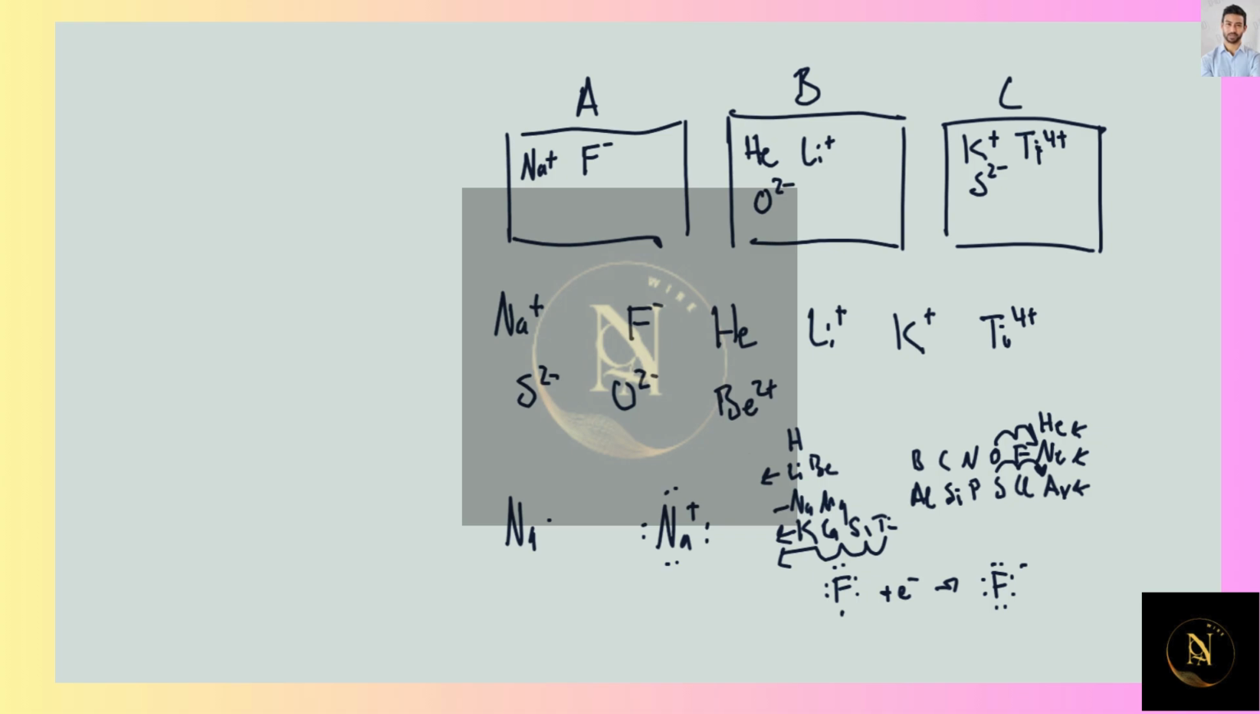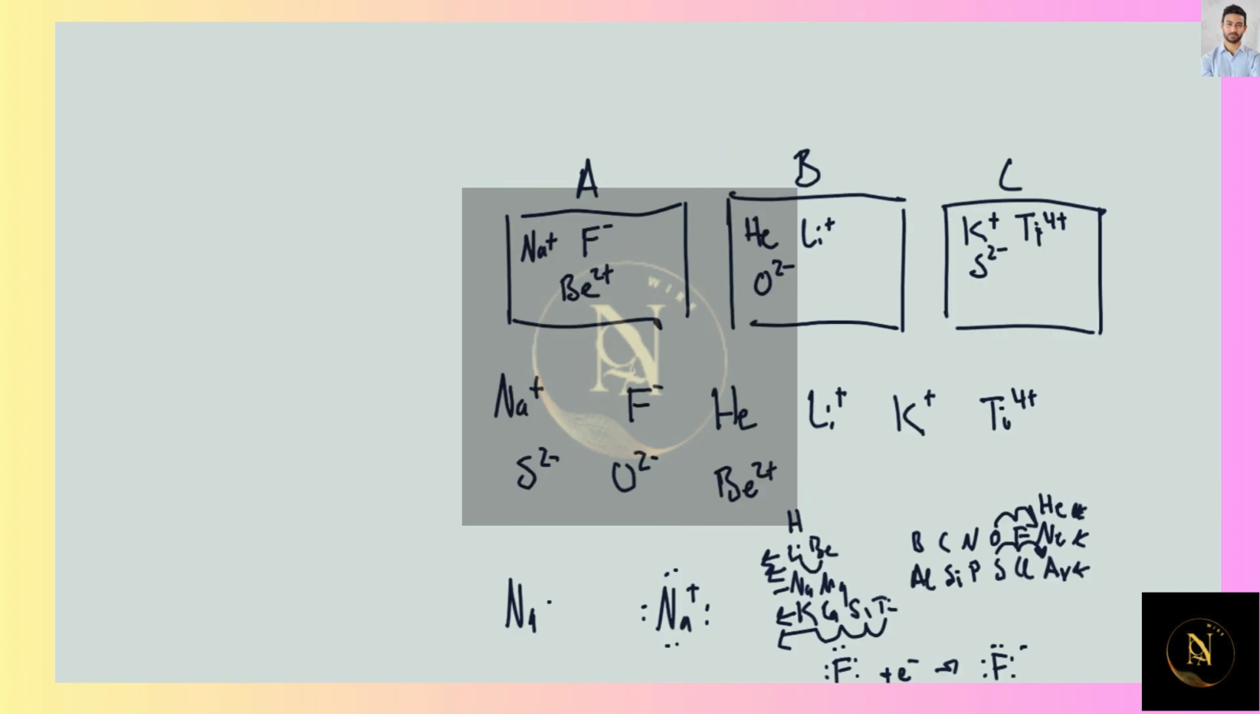And finally, we have beryllium 2 plus. We start with beryllium and we go 1, 2 back and end up at helium, just like lithium plus. And now we've sorted our species into matching isoelectronic groups.